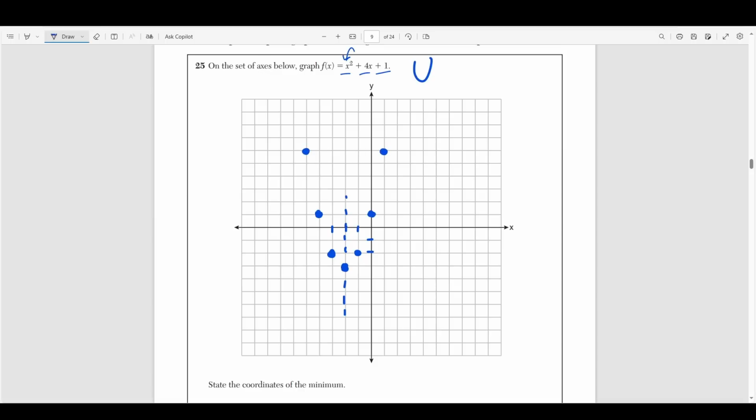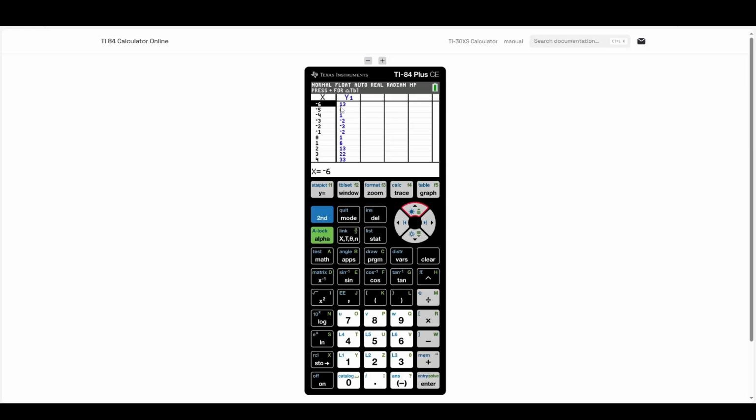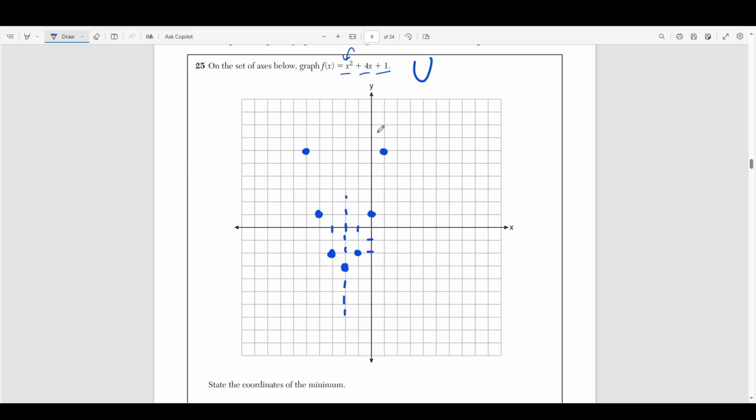So now let's see if I can fit a final point. At x equals -6, the y value is 13. This only has 10 squares, so we can't graph that.